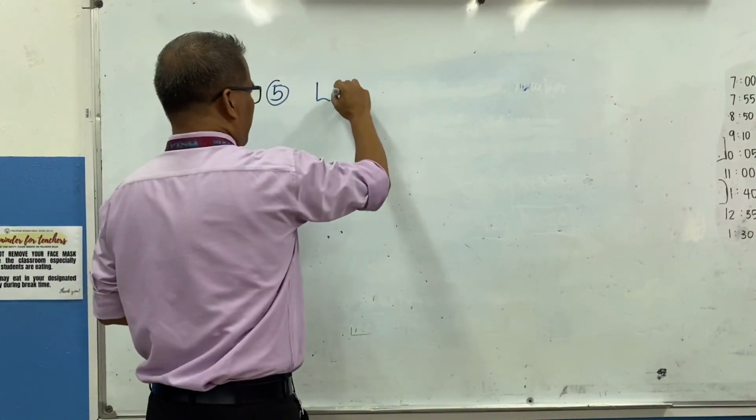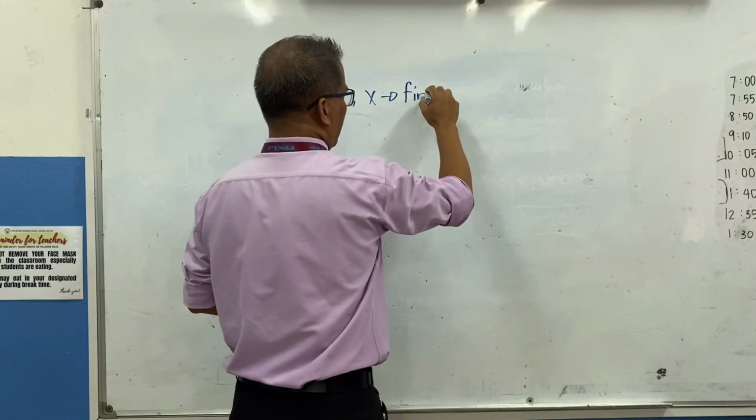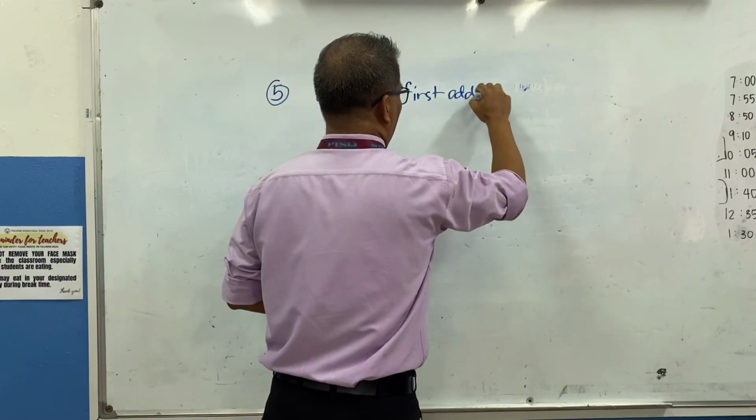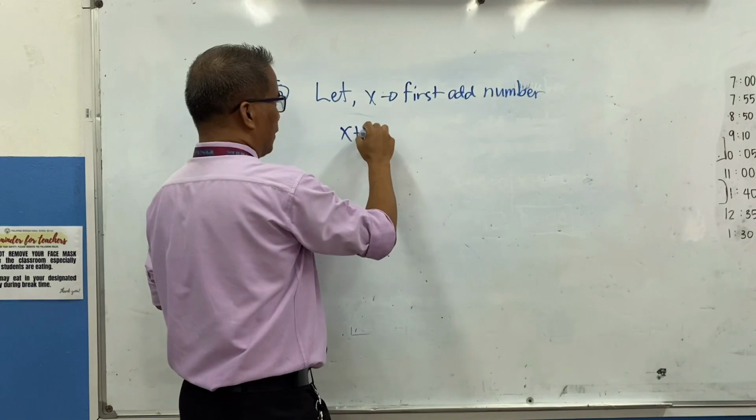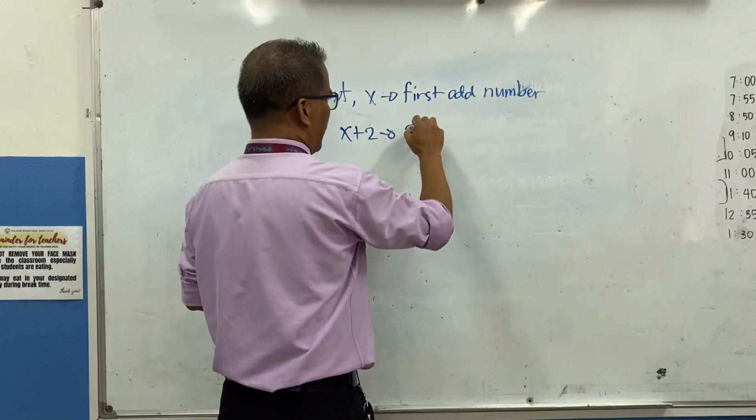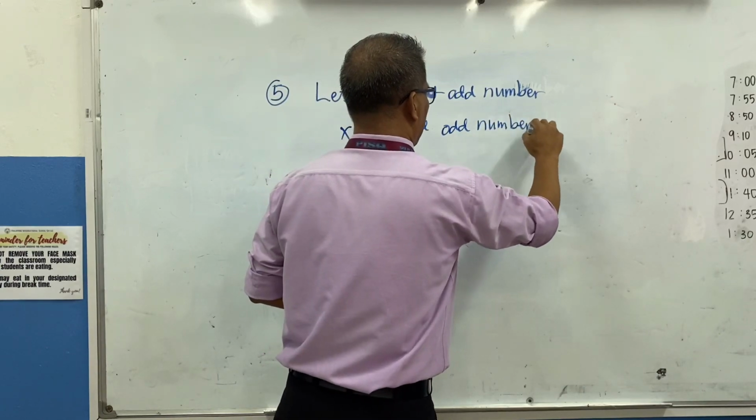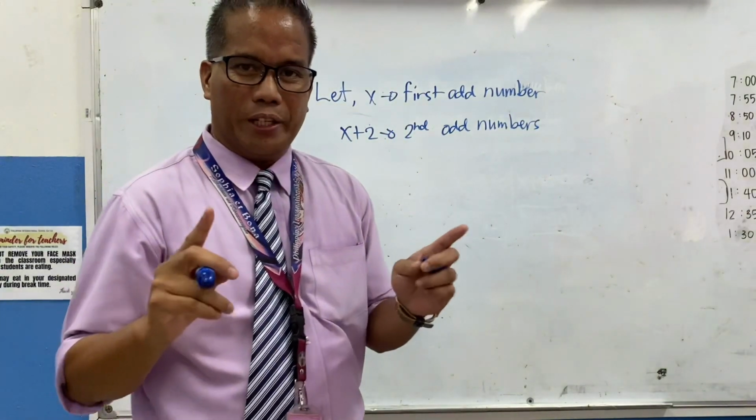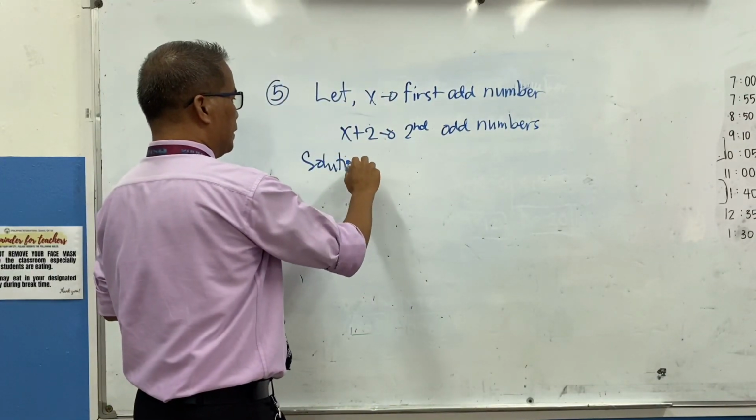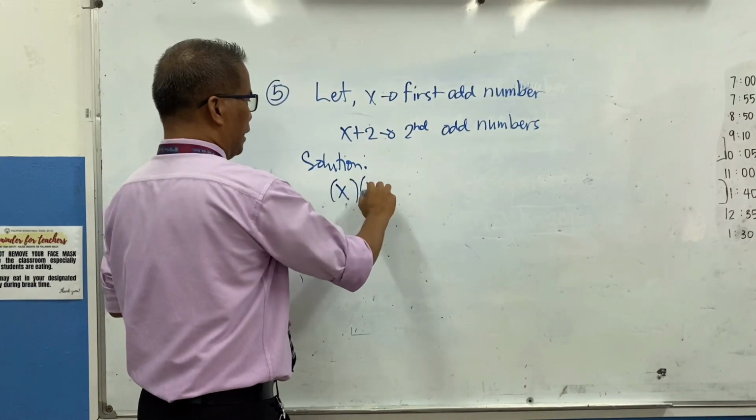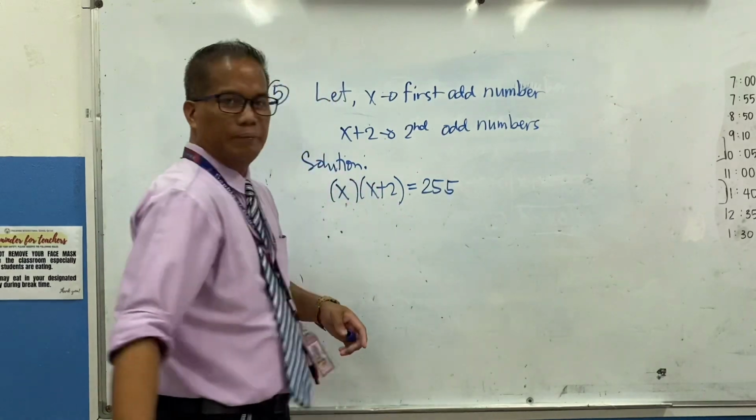So let x be the first odd number, and x plus 2 will be the second odd number. Then the product of this is equal to 255. So the solution will be x times x plus 2 is equal to 255.